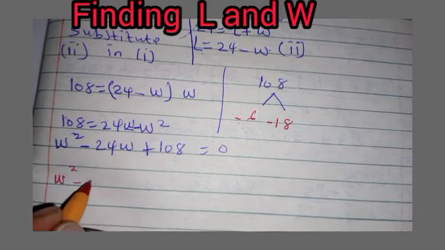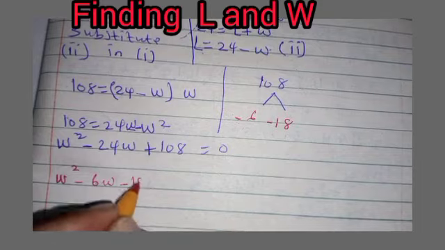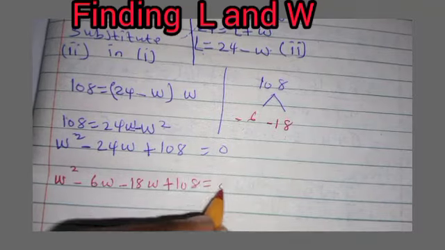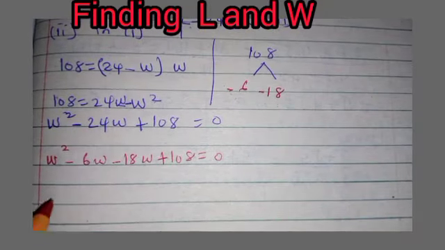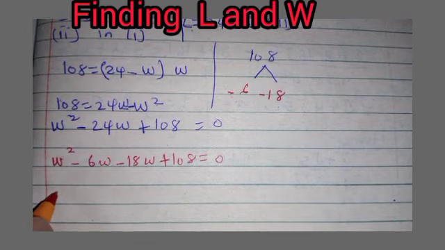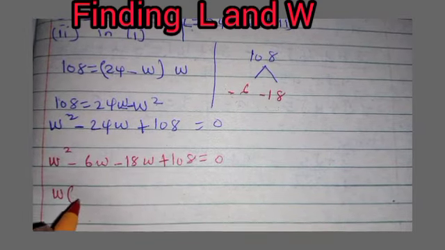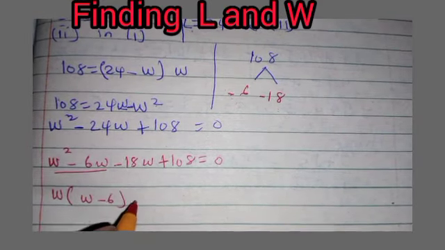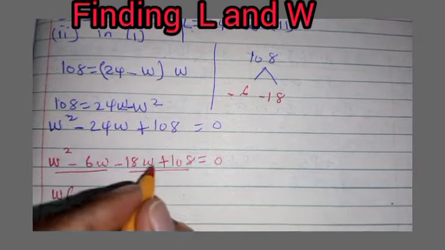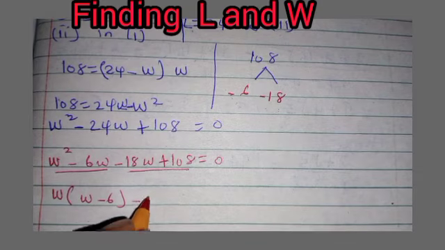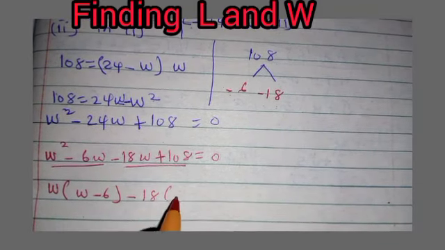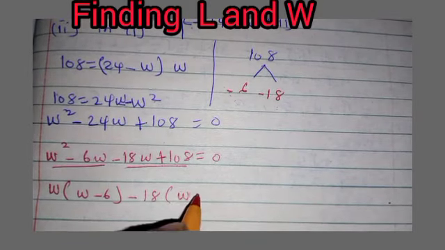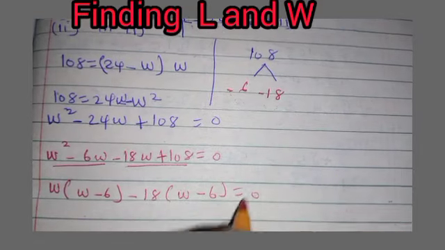So you have W squared minus 6W minus 18W plus 108 is equal to 0. Then here we can factor out W. When you factor out W, you will be left with W minus 6. We are pairing these two, and the last two, 18W and 108. What is common is 18. When we factor out 18, we will be left with W minus 6. This is equal to 0.